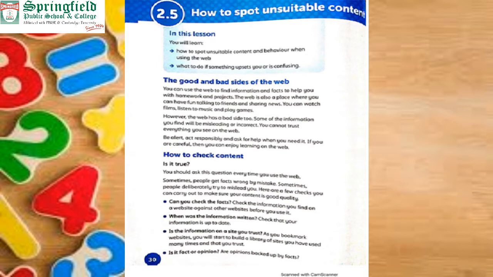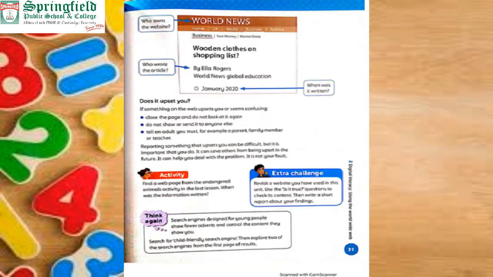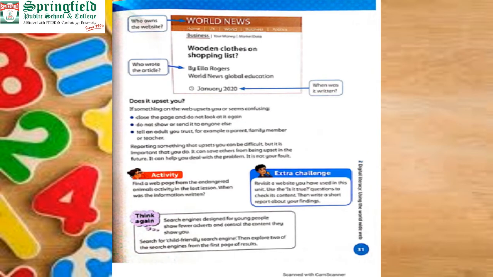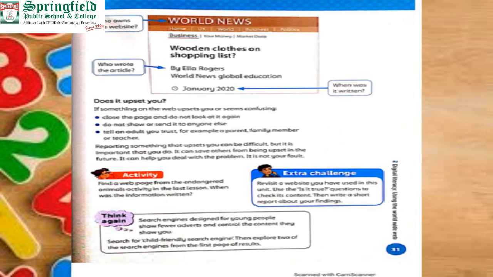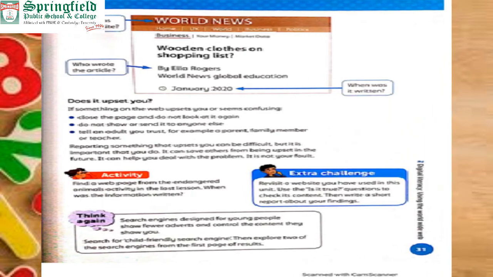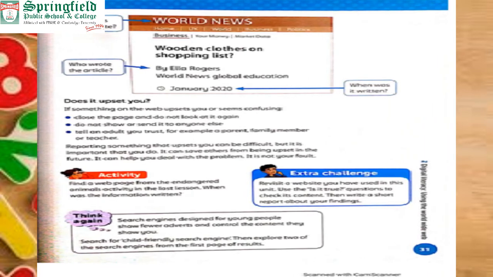Now in this window you can see that the author, the owner of the website, is mentioned. I always told you that a website will always be owned by some persons or organizations. If you are searching for an article, the author plus the date when it was written will always be mentioned at the end of the article.